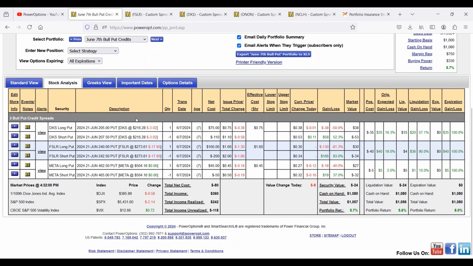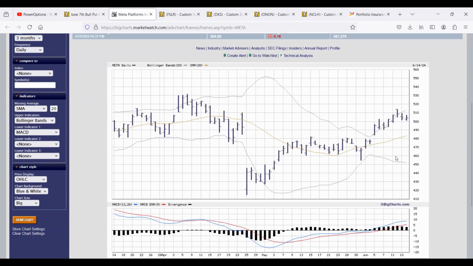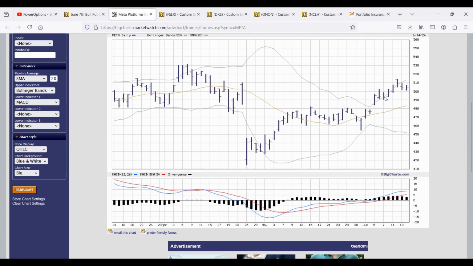Meta, interestingly enough, the position was opened when the stock was at 490 or 480 last week. Does that sound correct? So let's take a look here. I don't remember where it was last Friday. Let's look at big charts real quick. There we go. And so on June 7th, it was about 492, 491. Okay, so we were at 492, 491 last week on June 7th.